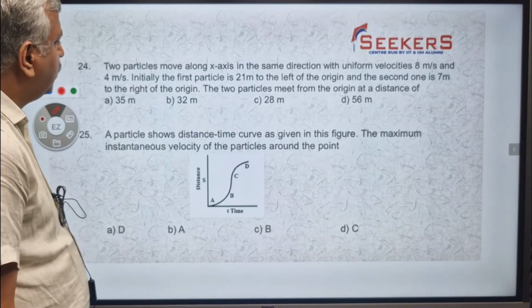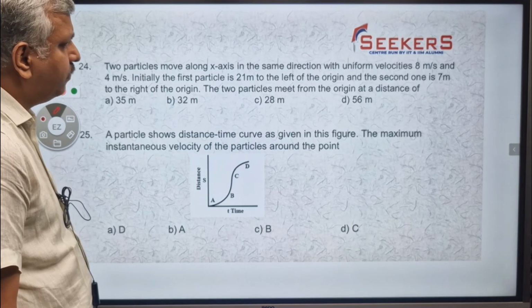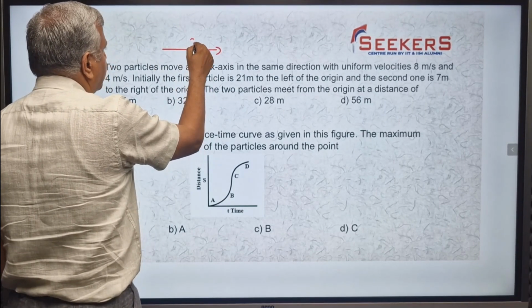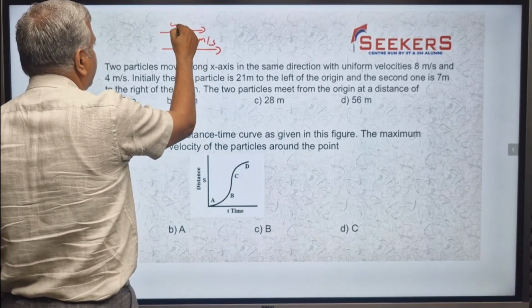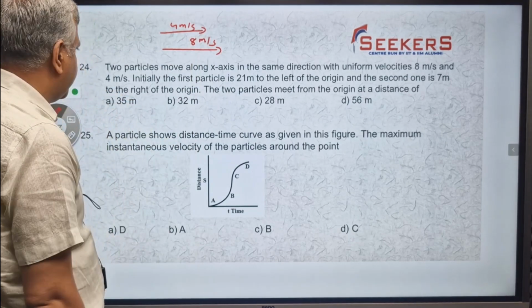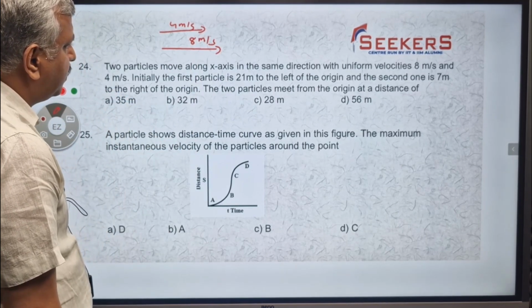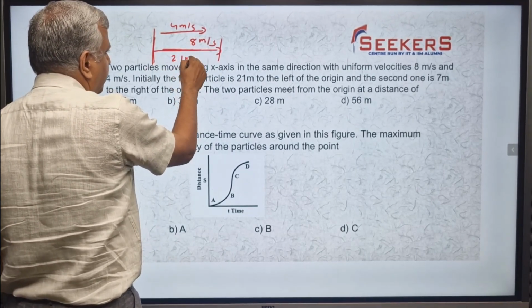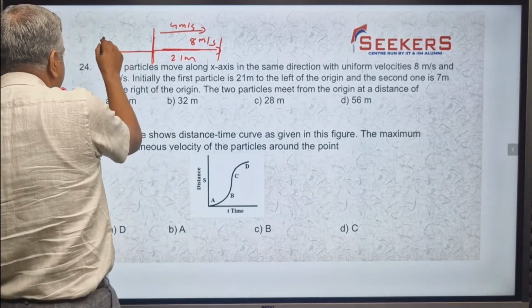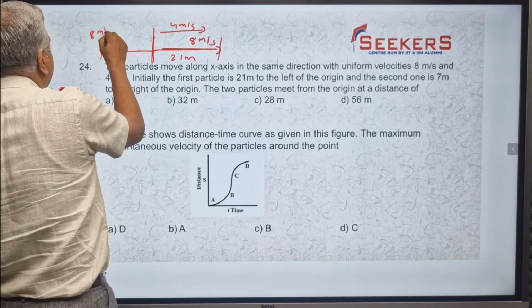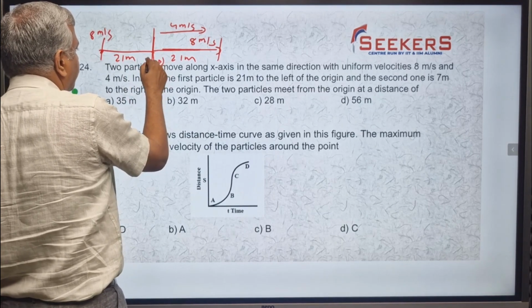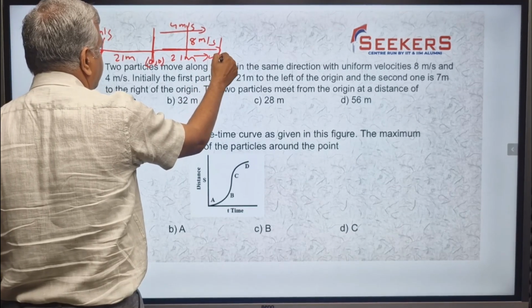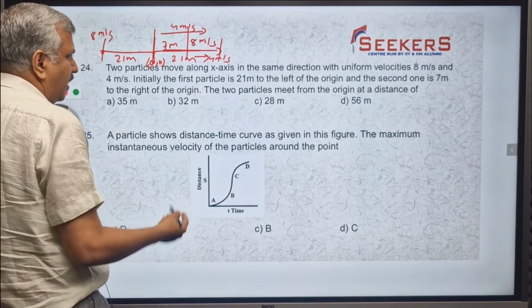Two particles move along the x-axis in the same direction with uniform velocities 8 meters per second and 4 meters per second. Initially the first particle is 21 meters to the left of the origin. So this is the first particle, 8 meters per second, 21 meters, and this is the origin. And the second one is 7 meters to the right, traveling at 4 meters per second. Now they'll ask where will they meet.